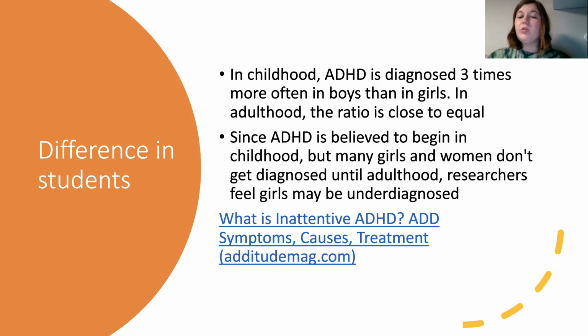It happens more when they become adults. So that's how the shift happens: the ratio gets smaller and more equal because they then diagnose the women in adulthood. They feel that many girls in childhood are going undiagnosed, and that is something to watch out for. So if you notice a child is struggling in school, maybe send a letter home to their parents.